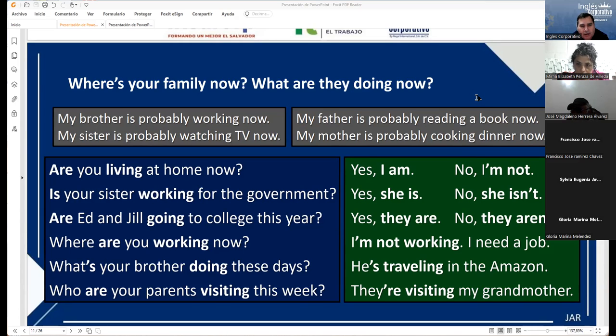What are the family members doing? What's your family doing? Me? Yeah, Tani. My father is probably working now. Okay. My mother is probably in the supermarket now. He's probably shopping. Yes. Probably shopping now. Okay. My brother is probably working now. Okay. Excellent.